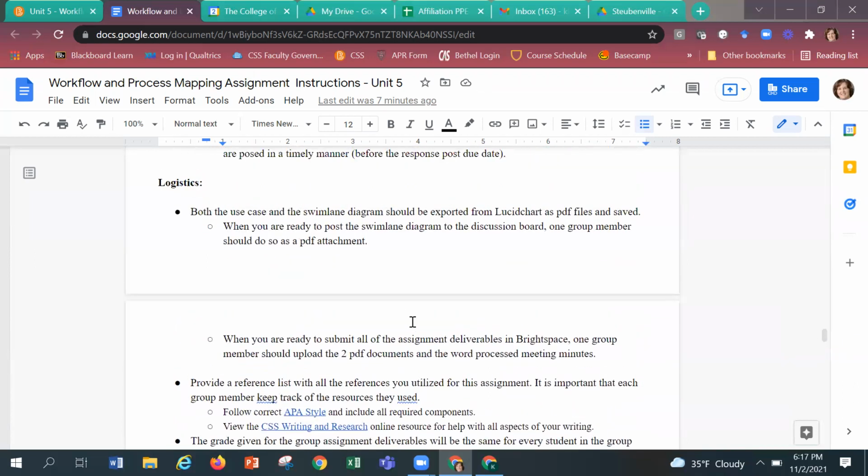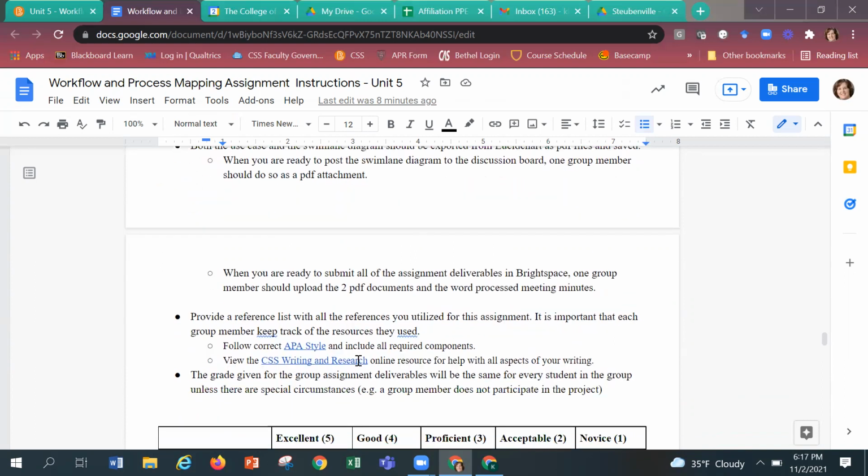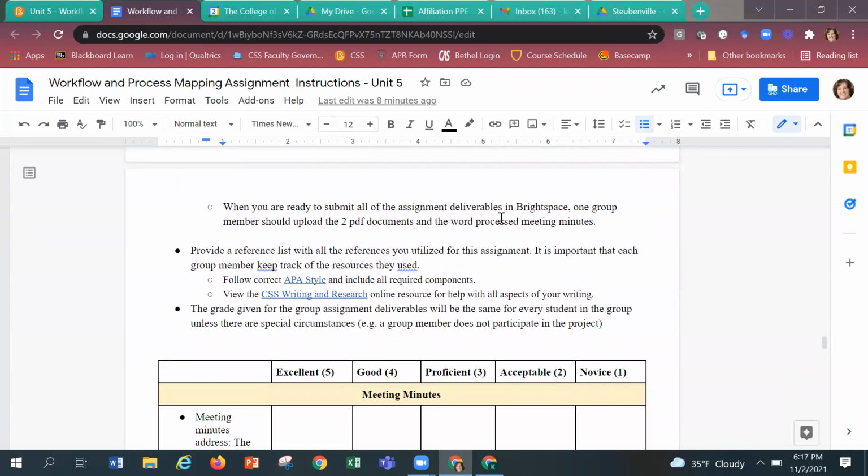So some logistical things to consider here. Both the use case and the swim lane diagram should be exported from Lucidchart as PDF files and saved. When you are ready to post the swim lane diagram to the discussion board, again, one group member should do that as a PDF attachment. And when you are ready to submit all of the assignment deliverables in Brightspace, one group member should upload the 2 PDF documents and the Word process meeting minutes. I know that the 3 of you are in a group, and I know who you are. And so you don't both need to upload them or submit the assignment, okay?